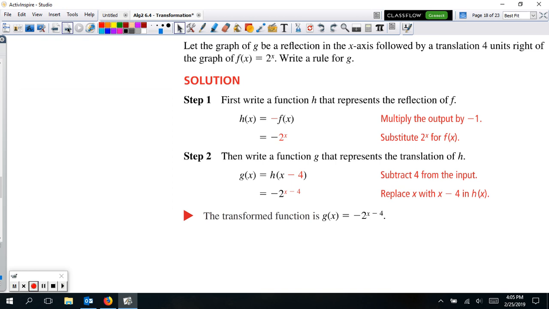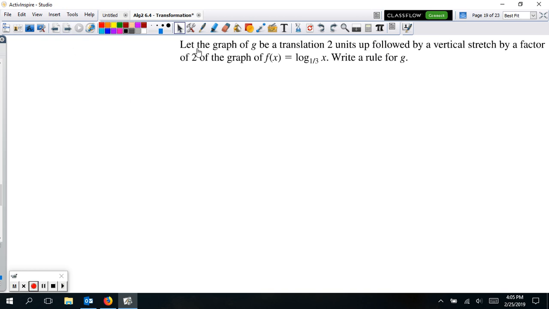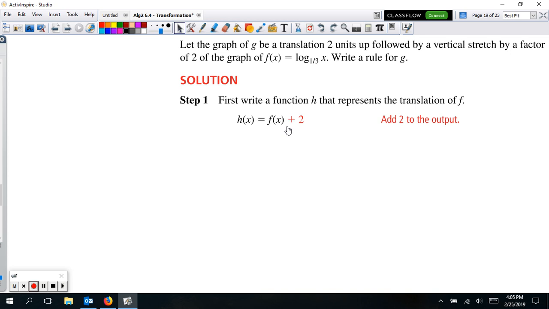Let's look at one more like this, and then we'll do 7 and 8. So it says, let the graph of G be translated 2 units up, followed by a vertical stretch by a factor of 2 of this logarithm graph. We're going to write the rule for G. So the first thing we're doing is we're going to translate 2 units up. So that's a k number, which means we're going to add 2 to the back of this function. That's not hard to do. Just put plus 2 after this x. It's not going to be in a parenthesis. If it was in a parenthesis, that would be an h number. So we don't put a parenthesis here. It's just going to be the function, then plus 2.